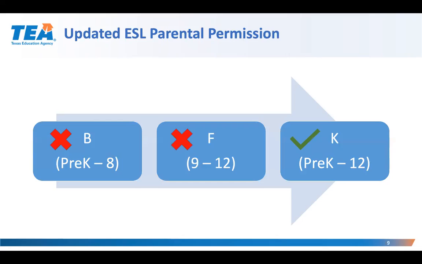So no longer will we have code B or code F, but we have aligned the parental permission codes for English as a Second Language programming with Chapter 89, Subchapter BB. And now new code K will be for all English learners participating in an ESL program at any grade level.